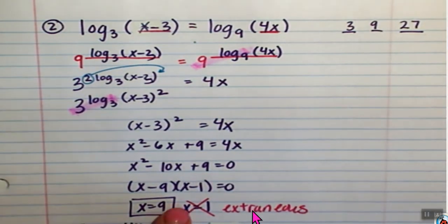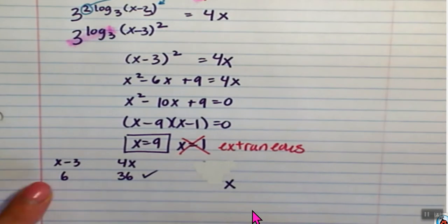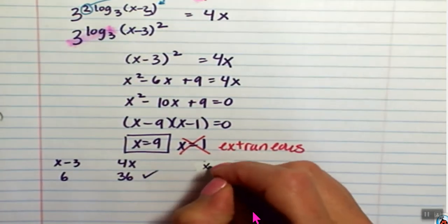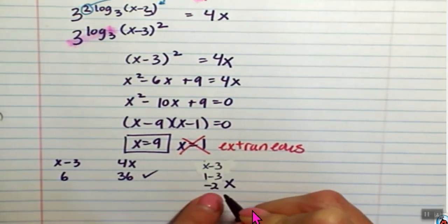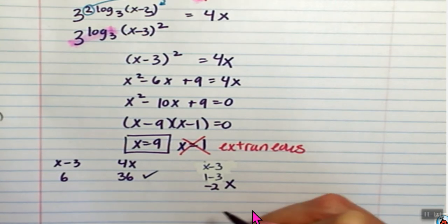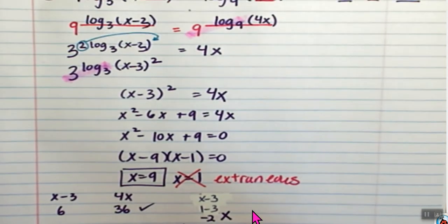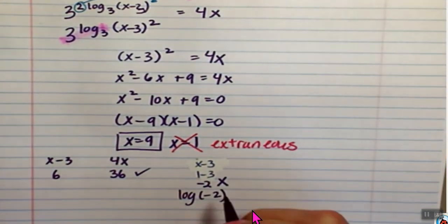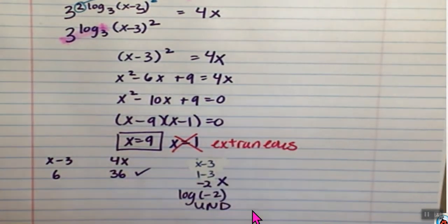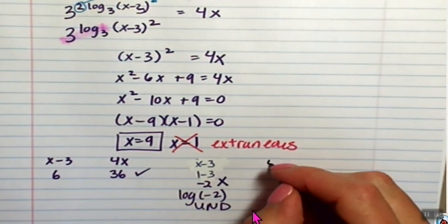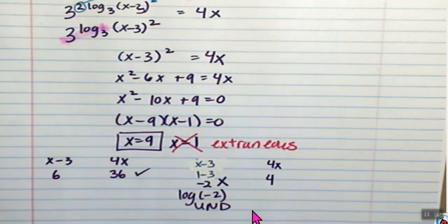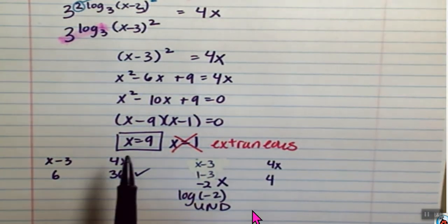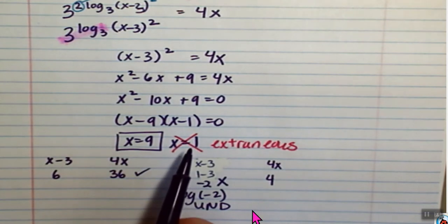So when I checked x equals 9, it worked. When I checked x equals 1, I got a negative number. Remember, you cannot have a negative number inside the log because it's undefined. Okay, so it does not work. I didn't even try the other side because it doesn't matter. This part is undefined. So it doesn't work. So this one is a solution and this one is extraneous.